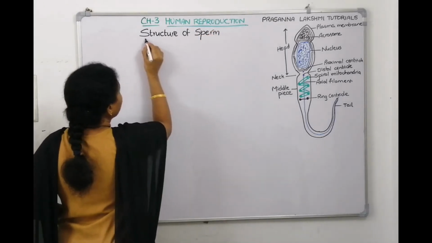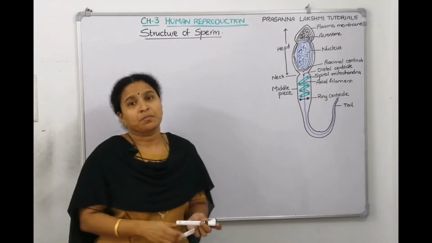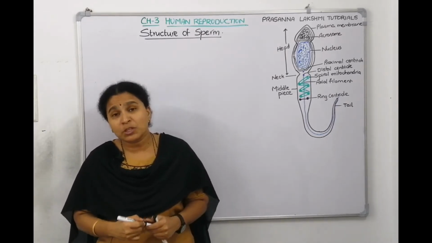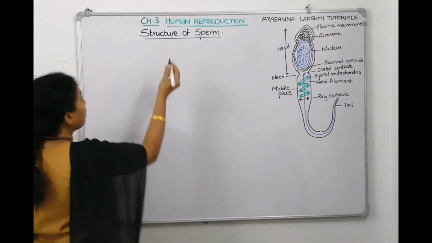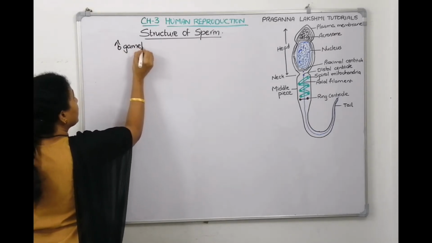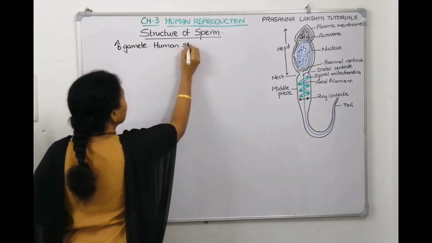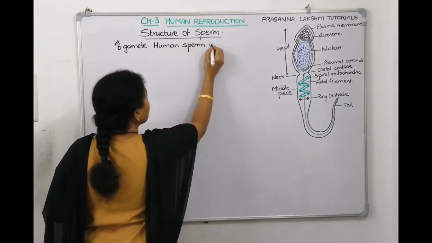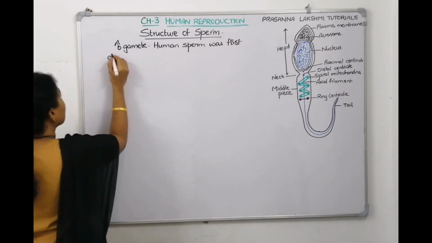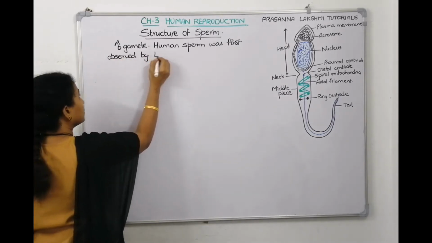I drew it here. There we can see the structure of the sperm, a diagrammatic representation. Now, human sperm was discovered by Leeuwenhoek, right? Who discovered human sperm? Sperm was discovered by Leeuwenhoek. What is sperm? Sperm is a male gamete. And who first saw human sperm? Human sperm was first observed by Leeuwenhoek.